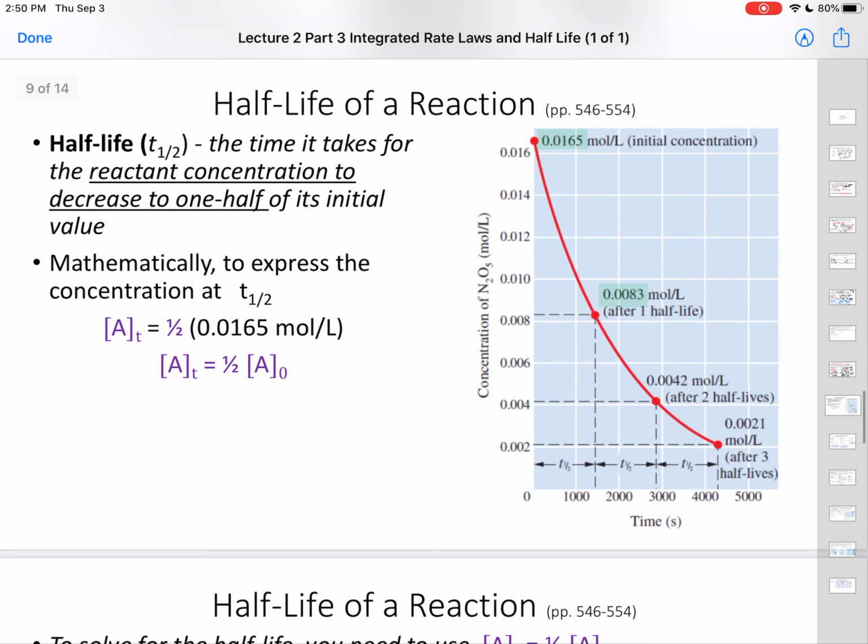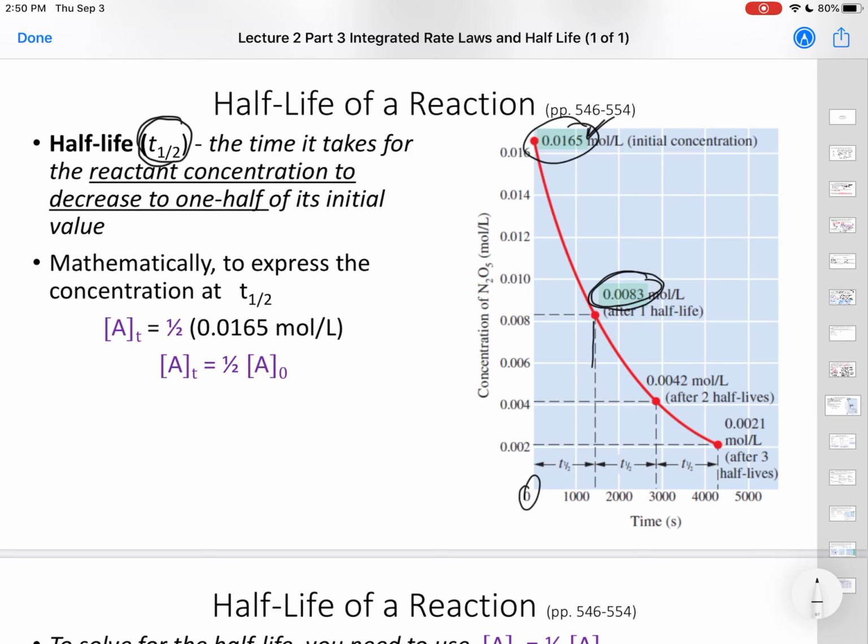Now from this, we can do something called half-life. The variable for half-life is just t to the 1/2. It's the time it takes for the reactant concentration to decrease to 1/2 of its initial concentration. On this graph, you started with 0.165 moles per liter at time 0, and half of this amount, 0.0825, is 0.0083.